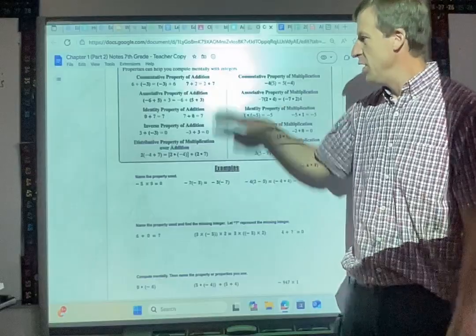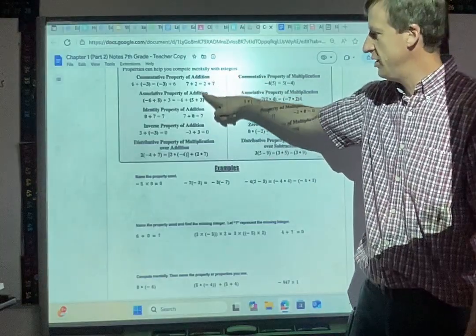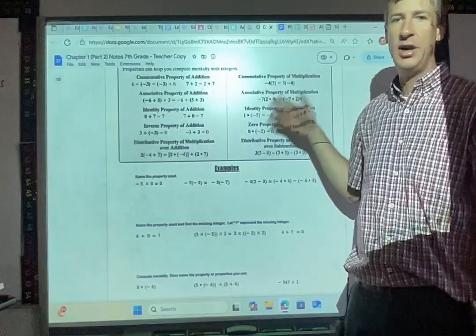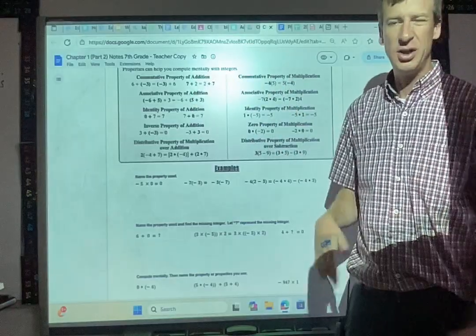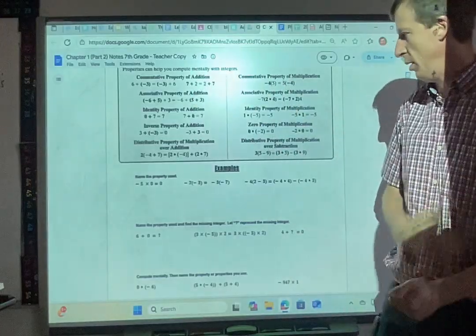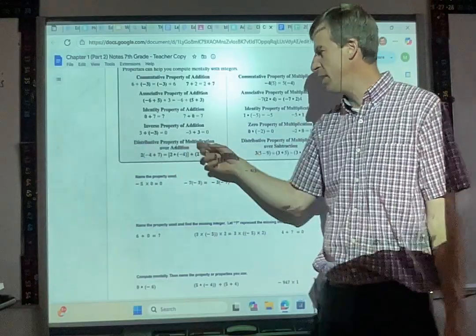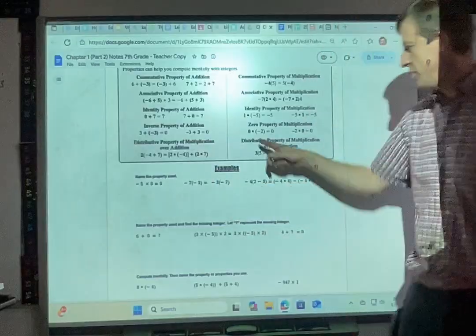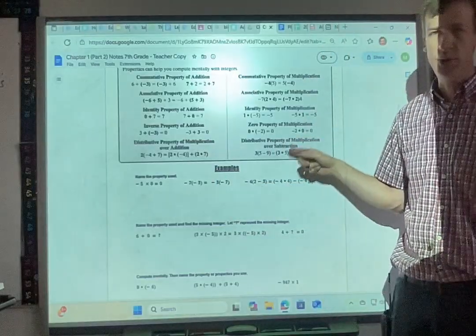So you'll notice some patterns here. Look, addition, addition, addition, addition, addition, right? Multiplication, multiplication. So none of these are division, none of these are subtraction. There's a good reason for that. We're not going to worry about it for the moment. And then the last one is the distributive property of multiplication over addition. So again, it's addition. And the distributive property of multiplication over subtraction.